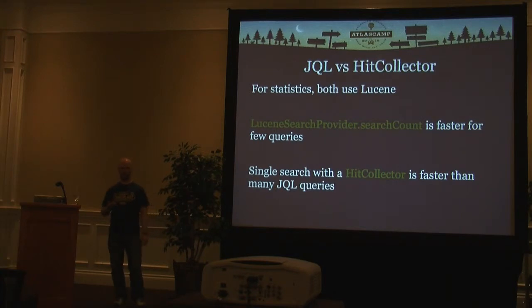So why is that? JQL uses Lucene. Lucene runs local on the application server. So the search against Lucene is actually extremely fast. If you have a few queries, using the search count functions from JIRA is really fast. But if you run into a lot of queries, then things get slower. And if you replace a lot of JQL queries for statistics with one hit collector, things can be improved.